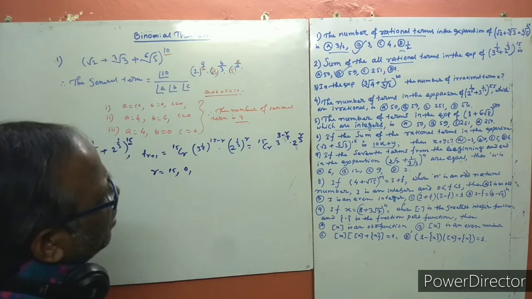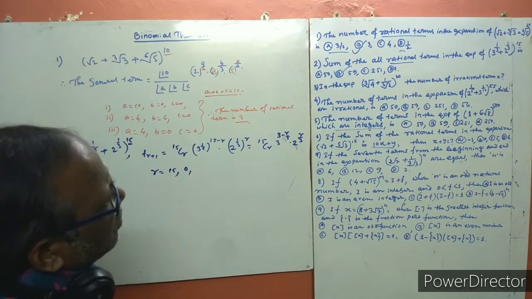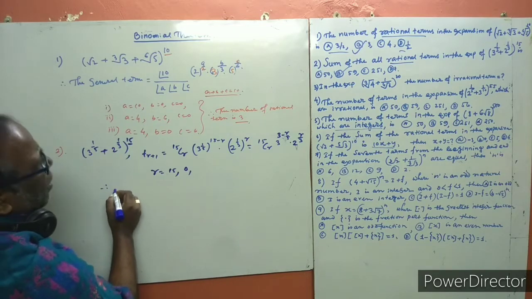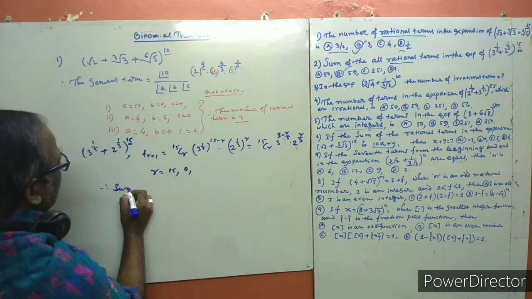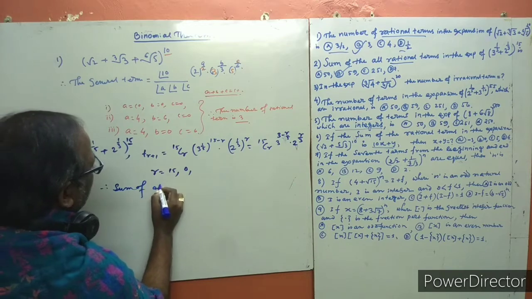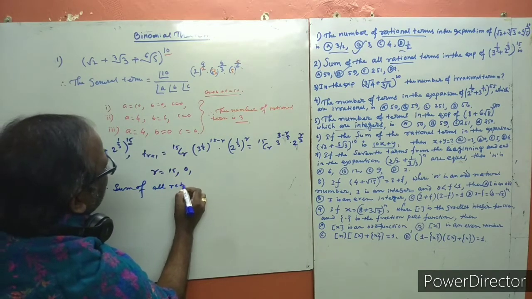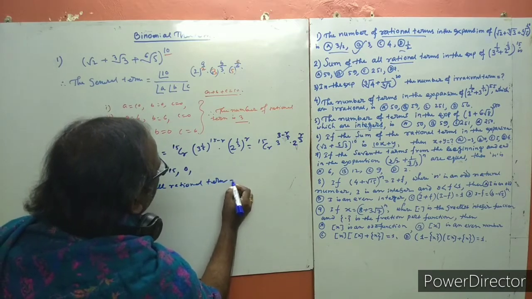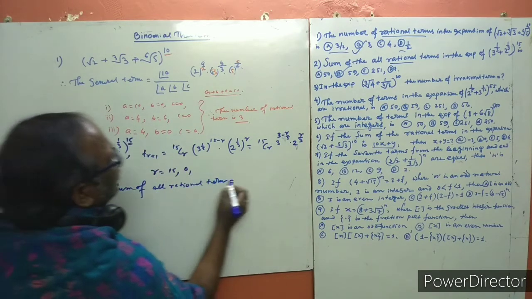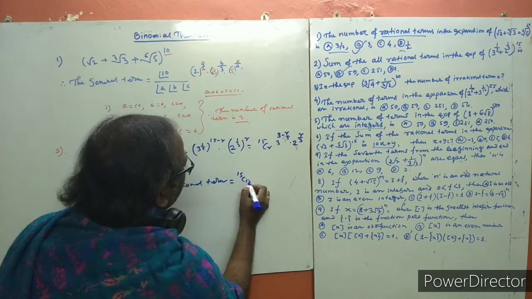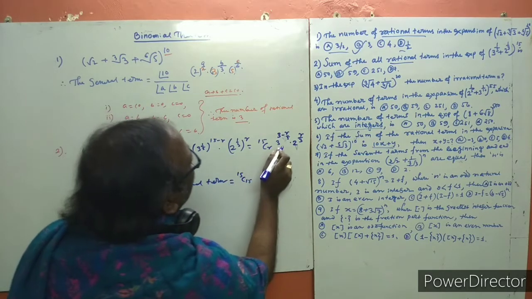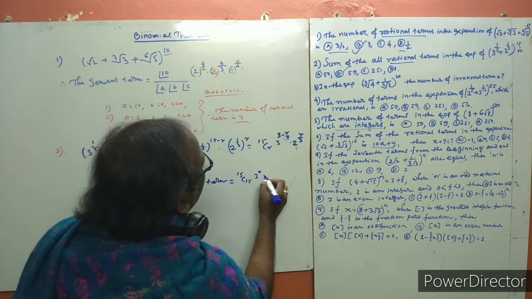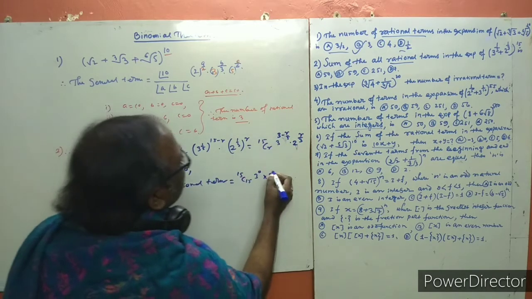So question number 2: the sum of all rational terms. The sum of all rational terms is equal to, when r is 15, 15C15 times 3 to the power 0 and 2 to the power 15 by 5.